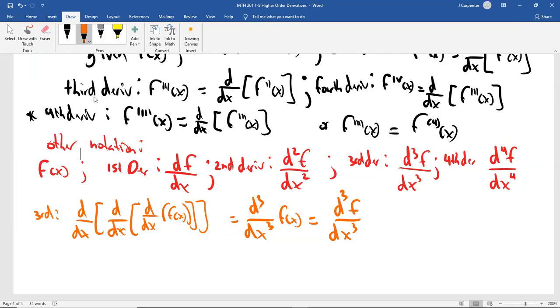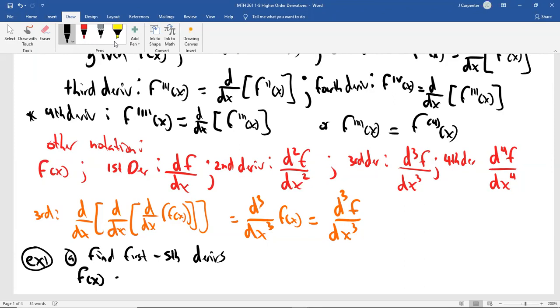Okay, so let's actually get down to brass tacks. Let's try this out. I know you're sick of me rambling. So example 1A. For example 1, find the first through fifth derivatives. For A, find the first through fifth derivatives for the function x to the fourth minus 3x squared plus 9x plus 7. So there's our original function, whether we call it an f of x or a y, it doesn't matter.